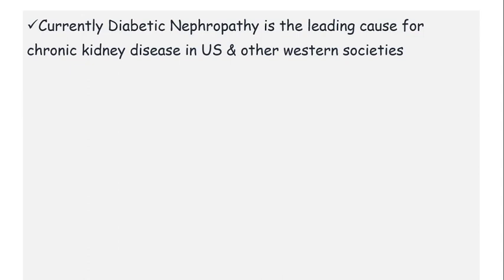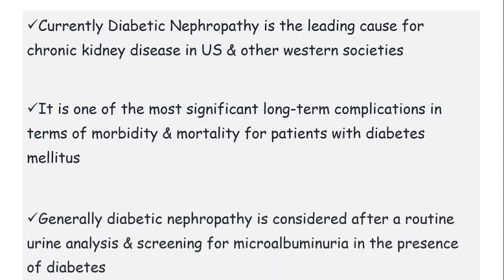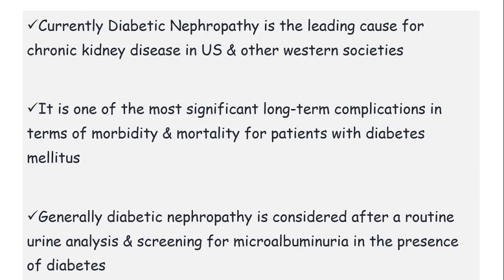So it is one of the most common causes of chronic kidney disease in the USA as well as in other Western countries. Now, it can cause a lot of long-term damage to the kidney, which increases their mortality, that is the death rate, as well as morbidity. So this is diagnosed by doing certain urine tests to detect proteins in urine.